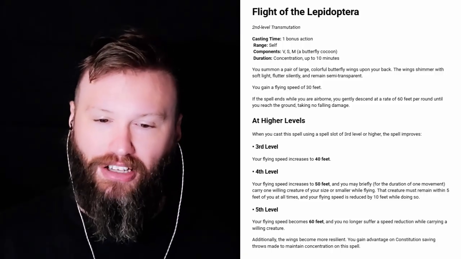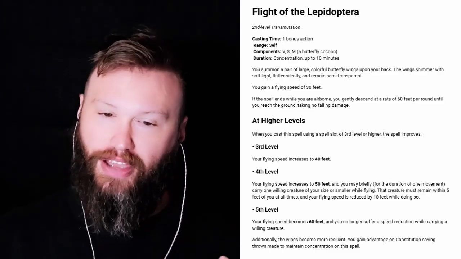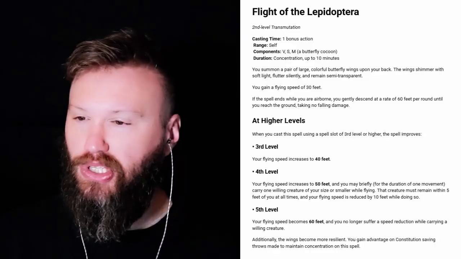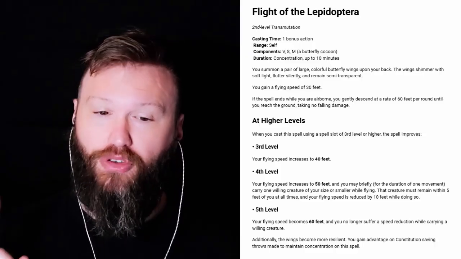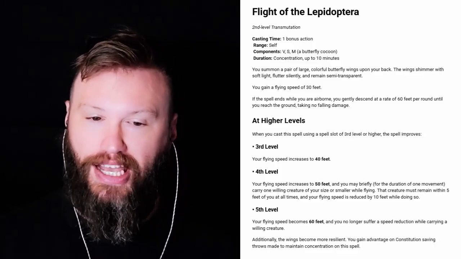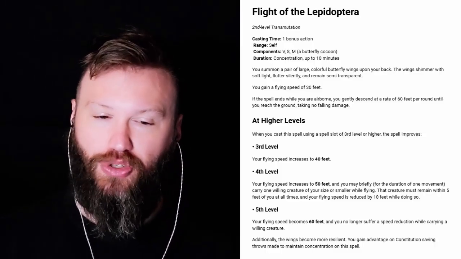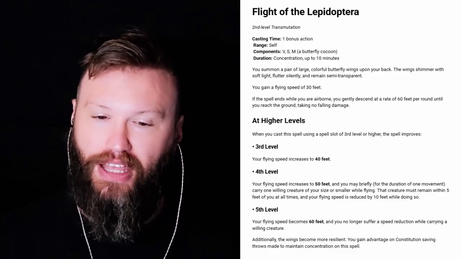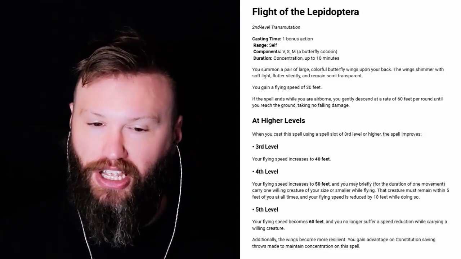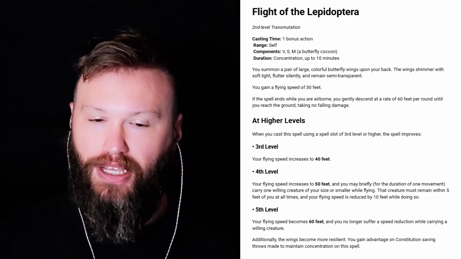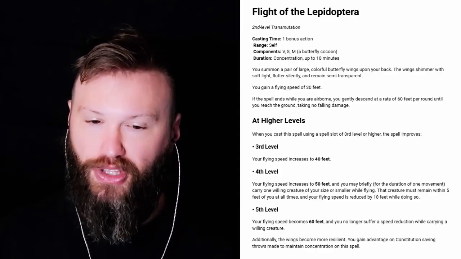Okay. At higher levels, when you cast the spell using a spell slot of 3rd level or higher, the spell improves. 3rd level, your flying speed increases to 40 feet. At 4th level, your flying speed increases to 50 feet. You may briefly, for the duration of 1 movement, carry 1 willing creature of your size or smaller while flying. That creature must remain within 5 feet of you at all times, and your flying speed is reduced by 10 while doing so. And then at 5th level, your flying speed becomes 60 feet. You no longer suffer a speed reduction while carrying a willing creature. Additionally, the wings become more resilient. You gain advantage on Constitution saving throws made to maintain concentration for the spell.